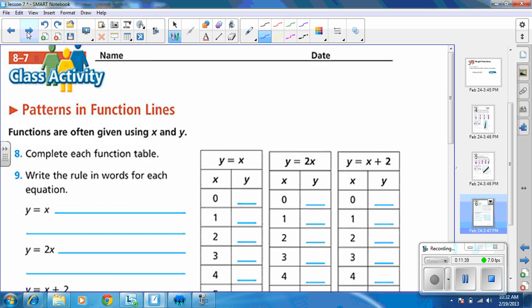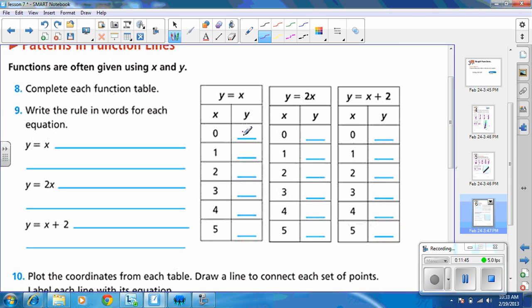Okay, so complete the function tables and then write words for them. If x and y are equal, right, all you have to do is run through, write the same numbers that you see in x for y. My 3s are turning out terrible today. Sorry about that, guys. Okay. If y is equal to x times 2, right, you're going to multiply by 2. So it's like counting by 2s. Okay. If y is equal to x plus 2, right, then just add 2 to your x.